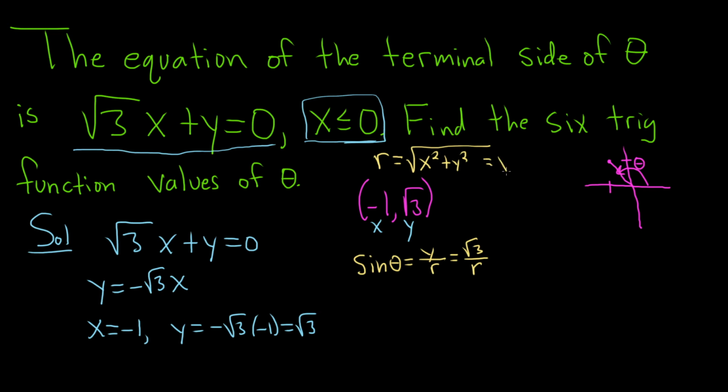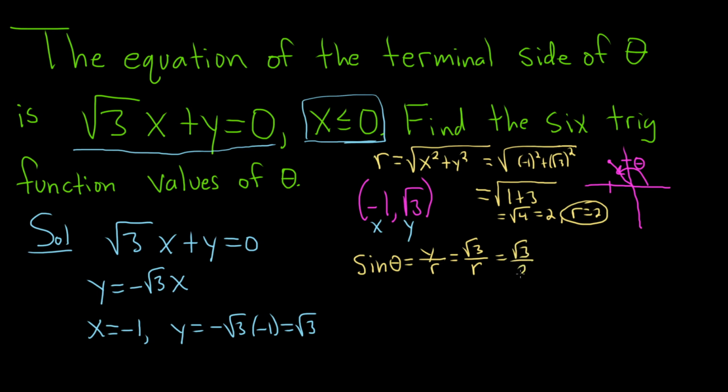That would be the square root of negative 1 squared plus the square root of 3 squared, plugging in negative 1 and the square root of 3. Negative 1 squared is 1. The square root of 3 squared is 3. So you get 1 plus 3, so you get the square root of 4, which is 2. So r is 2 in this problem. So here sine would simply be the square root of 3 over 2.